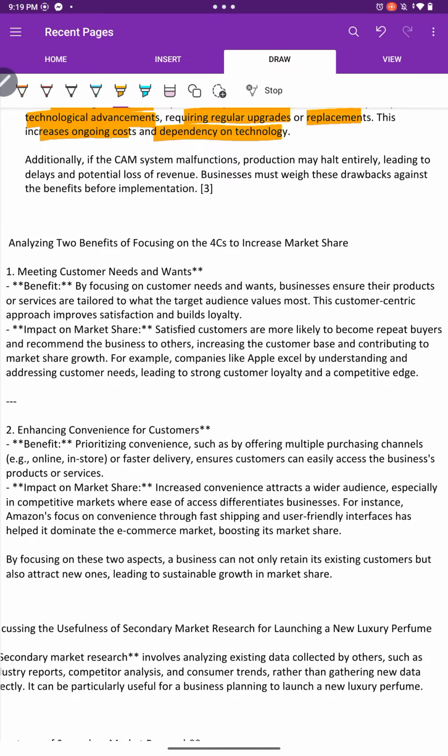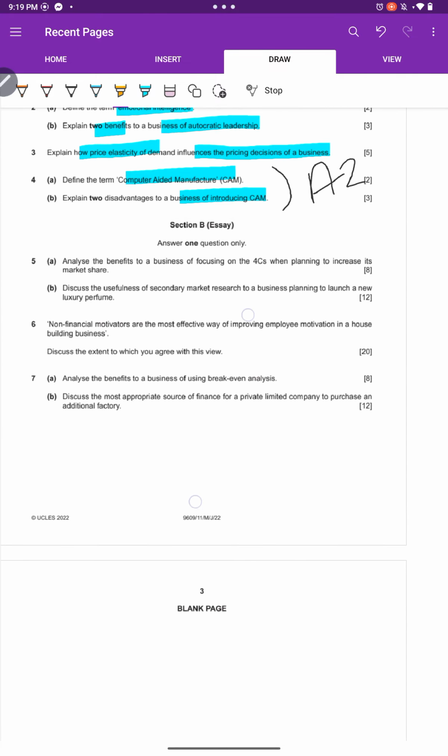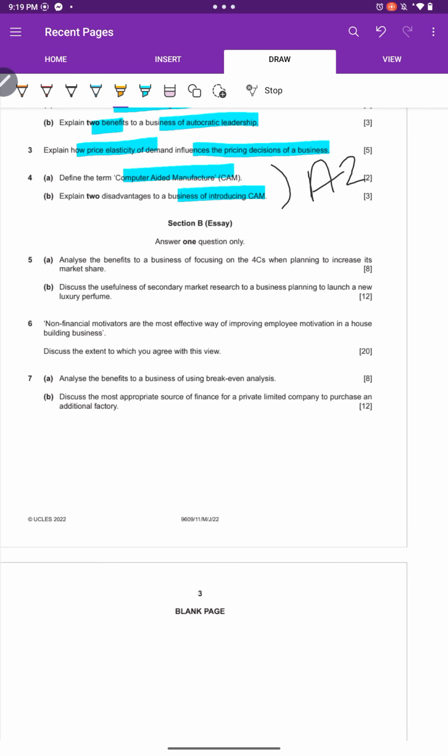Now, let's see section 2, section B. Okay, so the first question is, analyze the benefits to a business of focusing on the four C's when planning to increase its market share.